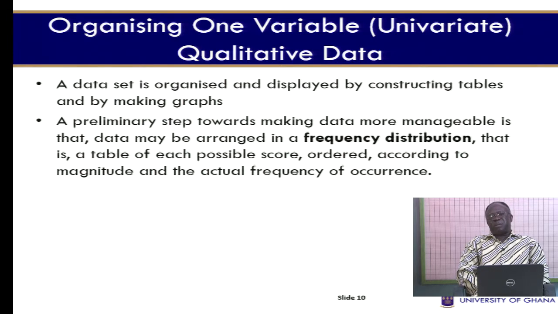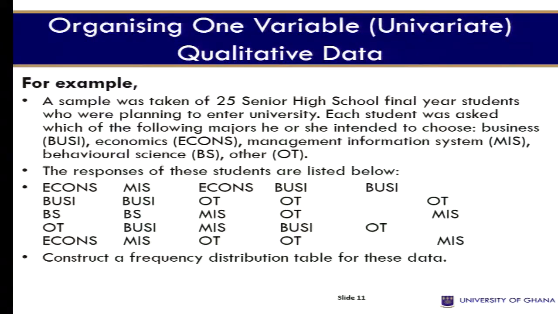And a preliminary step towards making data more manageable is that the data may be arranged in a frequency distribution, that is, a table of each possible score, ordered according to magnitude and the actual frequency of occurrence. Let us look at the following example.